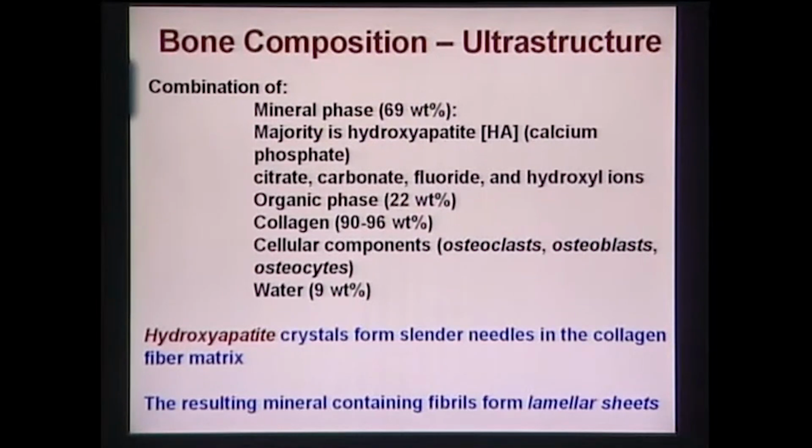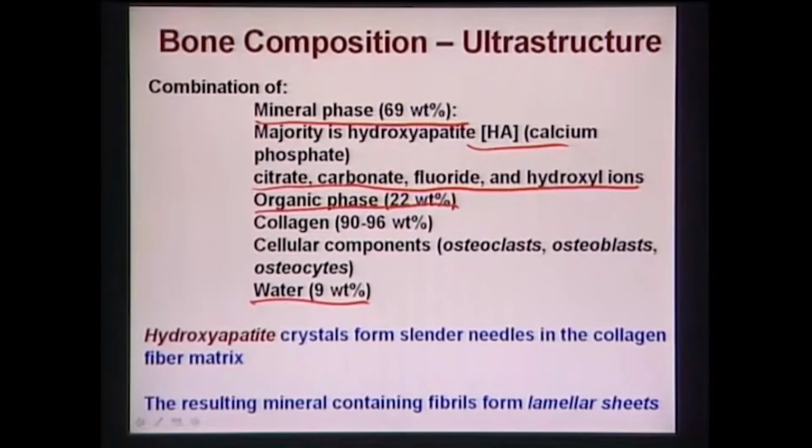At the same time I have focused on the tissue: bone is an example of a hard tissue. What is the composition of the bone? This is a combination of the mineral phase, which is 69%. So 69% means natural hydroxyapatite or calcium phosphate particles, which are nano size in the bone, containing 69 weight%, a majority hydroxyapatite as I said. Then you have citrate, carbonate, fluoride and hydroxy ions. Then you have the organic phase, which is 22 weight%, and water is 9 weight%.